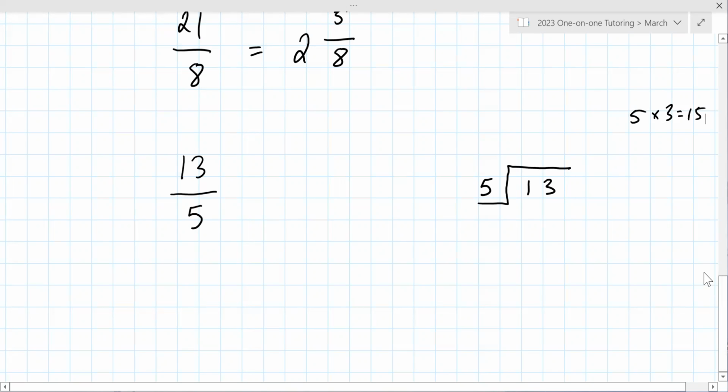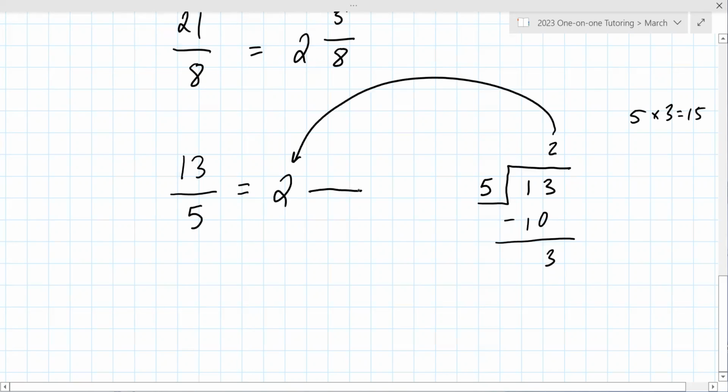So 2 times. What is 2 times 5? 2 times 5 is 10. So go ahead and subtract. 3. 3, good. So 13 over 5 becomes 2. The 2 comes from the top number. The 3 becomes the numerator. And the 5 stays the same.